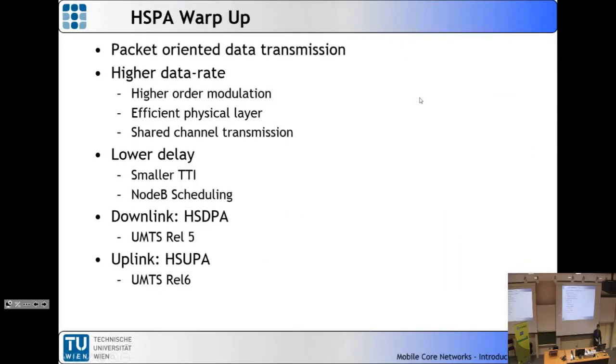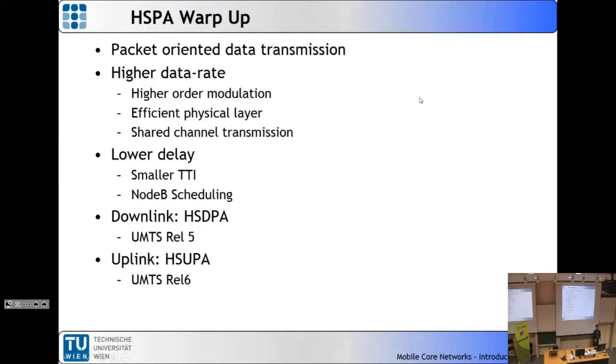Okay, so short wrap up to close this one. We have reintroduced, so to speak, packet-oriented data transmission. Why reintroduced? Well, as we have discussed before, UMTS was basically assigning fixed data rates to every user, so you had a fixed capacity on your link. It was some kind of circuit switched in packet switch, so you got a certain capacity and transmit your data. In HSPA, we have packet transmit data again.